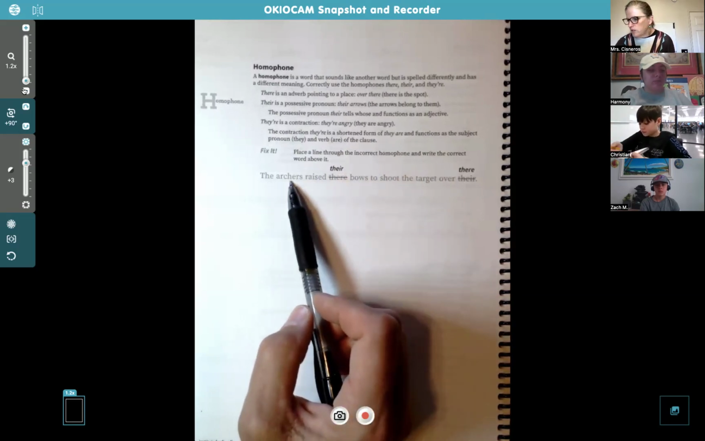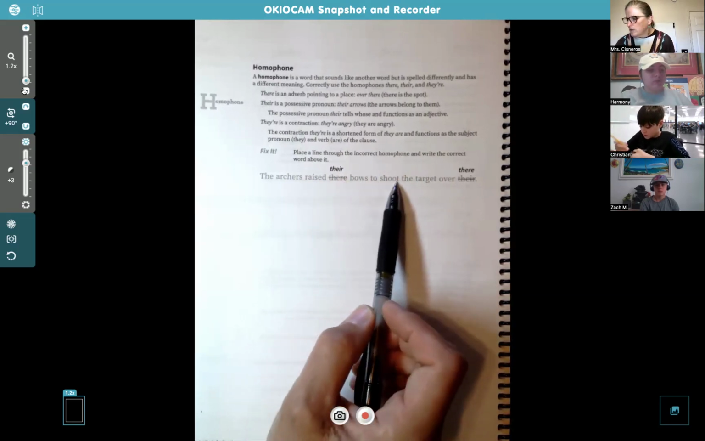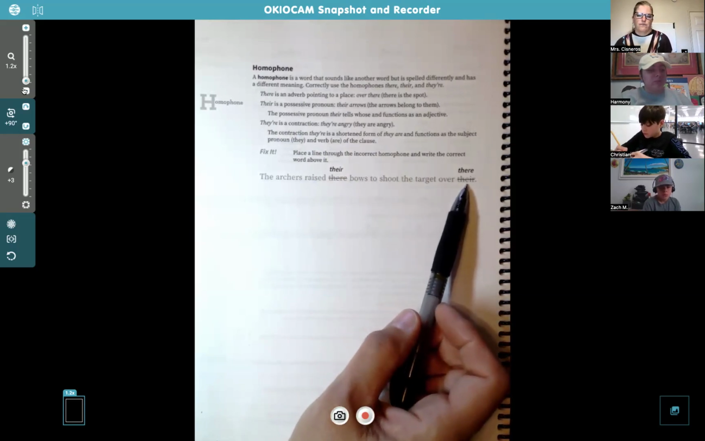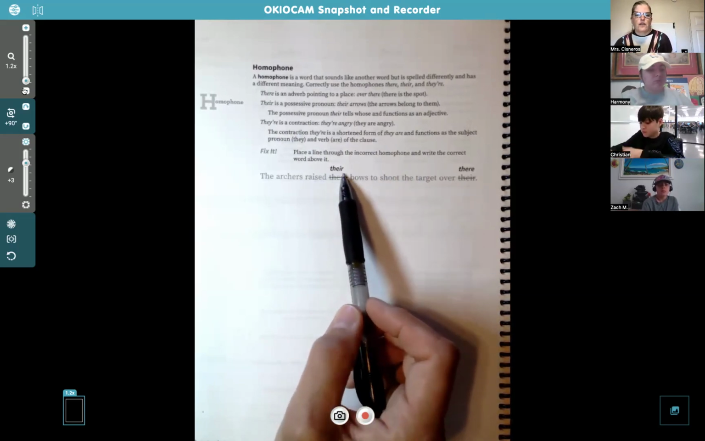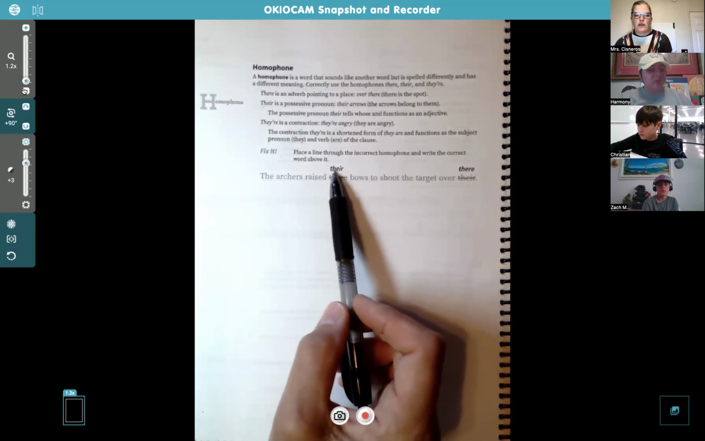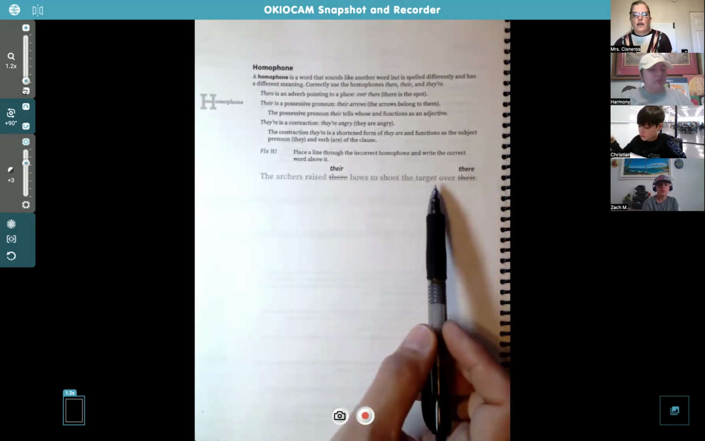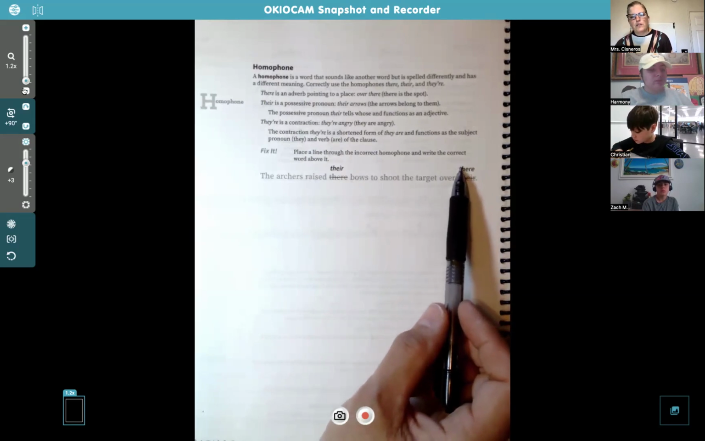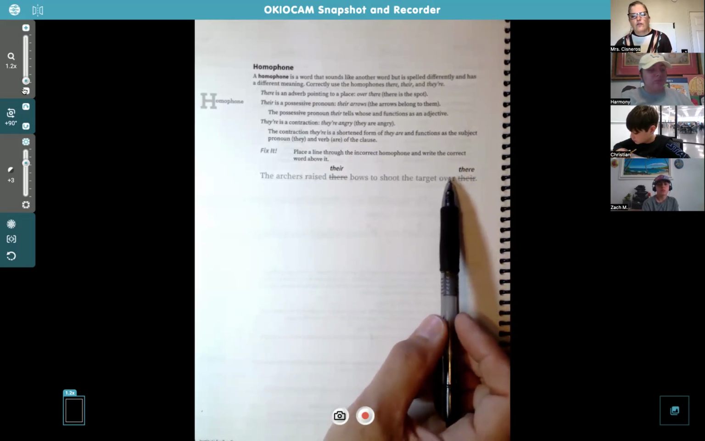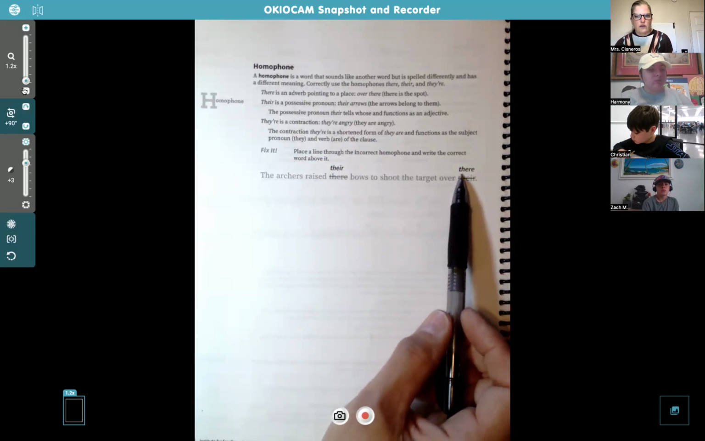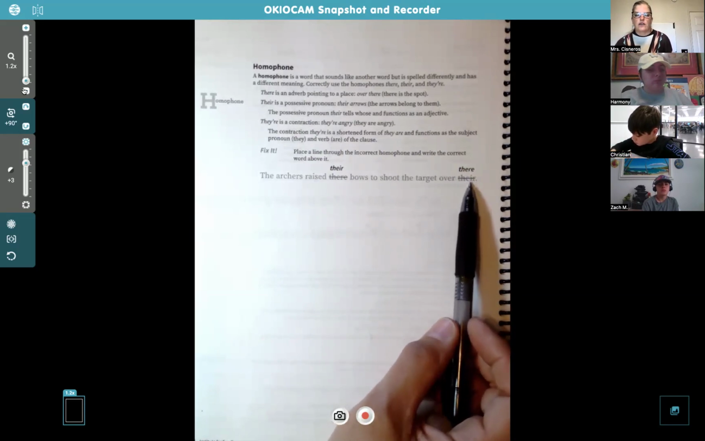The archers raised their bows to shoot the target over there. So here we've got their bows means the bows belong to them. So it's THEIR. And then over there, remember, cover up the T, you see here, over there. It works, right? Okay, so THERE is how you spell that one.